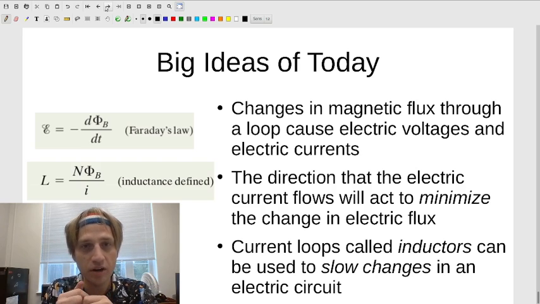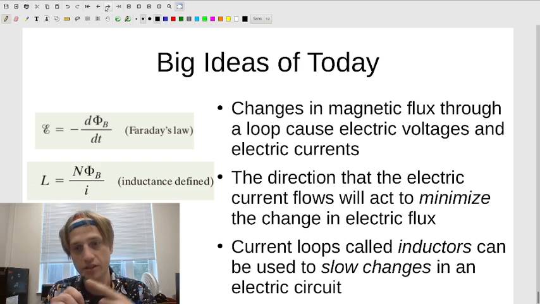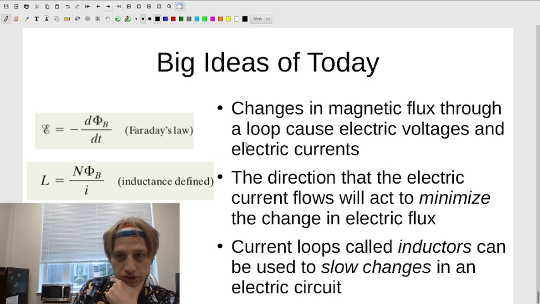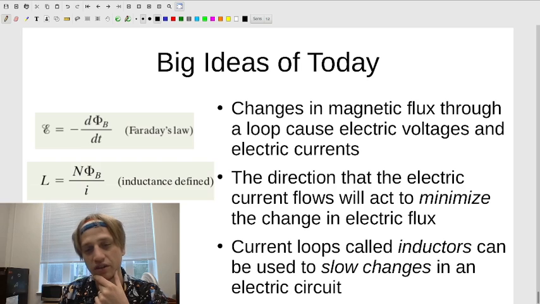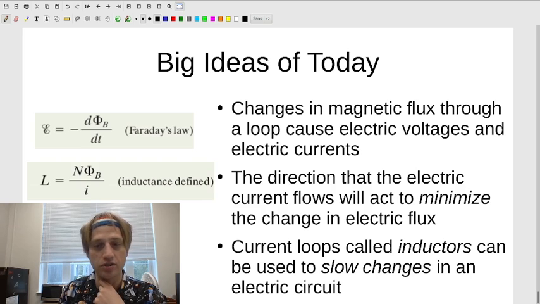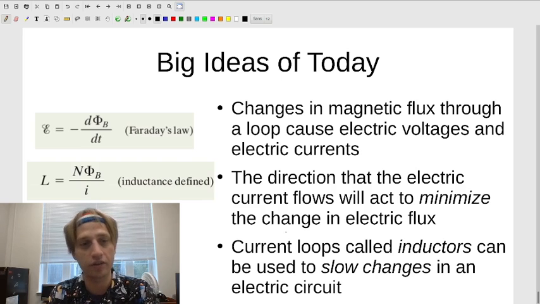Okay, so what are our ideas of today? Changes of magnetic flux through a loop cause electric voltages and electric currents. The direction of that electric current, in response to that induced voltage, will act to minimize the change in magnetic flux. And then finally, current loops called inductors can be used to slow changes in an electric circuit.